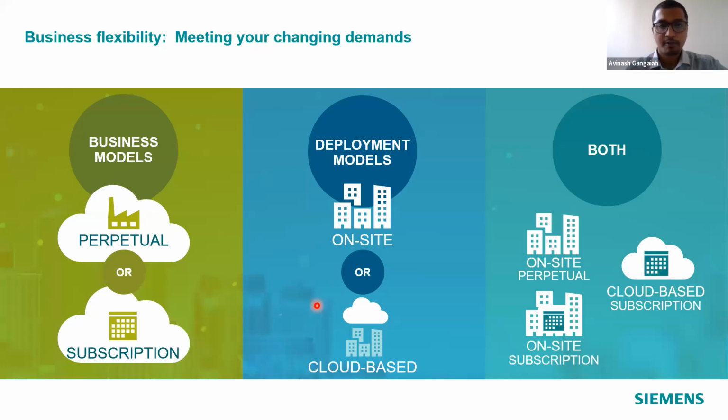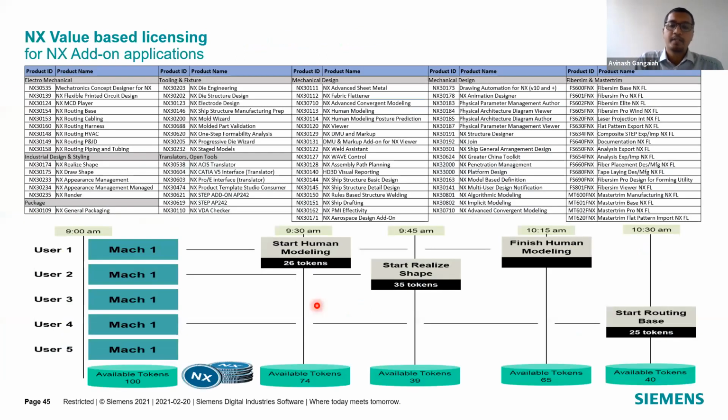Now the question that will come from your end is, okay, if this looks good, what do I need, or how does it work, right? So if your first question is how does it work, it's based on different business models. You can start working on NX or a product modeling environment as a perpetual license or a subscription license. It can be deployed on site as well as cloud, or even in a hybrid mode as well.